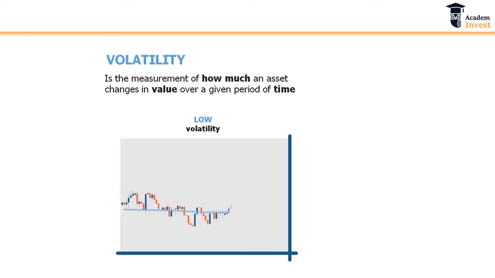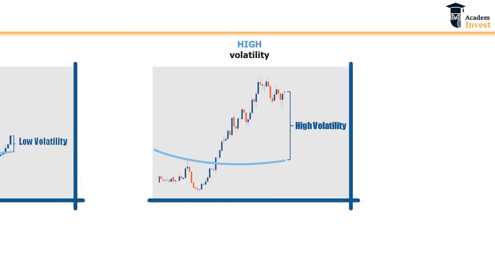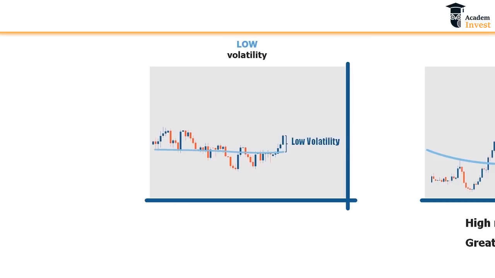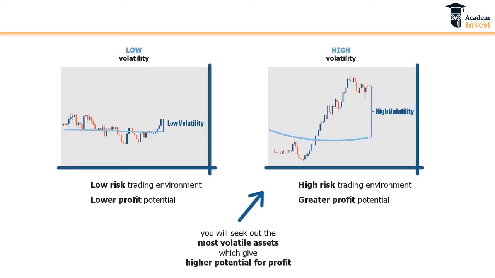Volatility is the measurement of how much an asset changes in value over a given period of time. The more its value changes, the higher its volatility. If the price of an asset has a high volatility, there is more risk associated with trading it, but greater potential for profits. If an asset has a low volatility, there is a lower risk trading it, but less profit potential. As a trader, you're always looking for ways to increase profit. Thus, you will seek out the most volatile assets which give higher potential for profit.